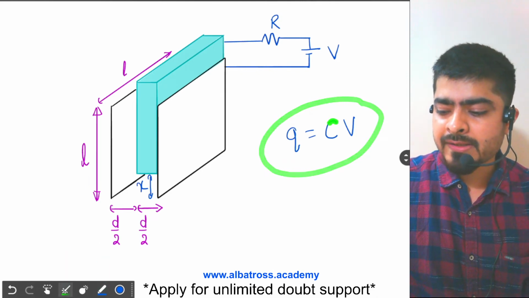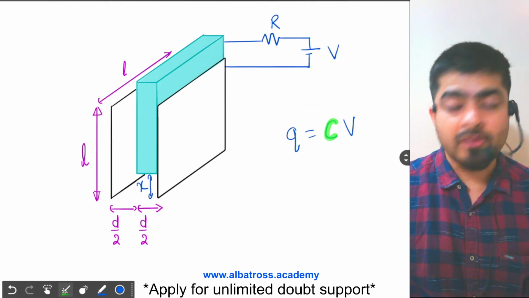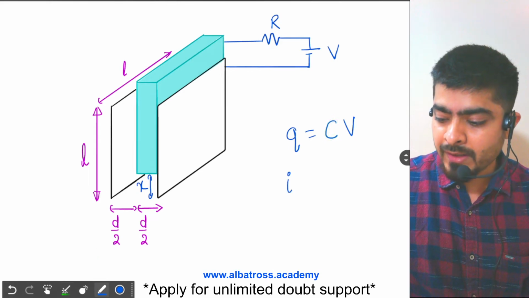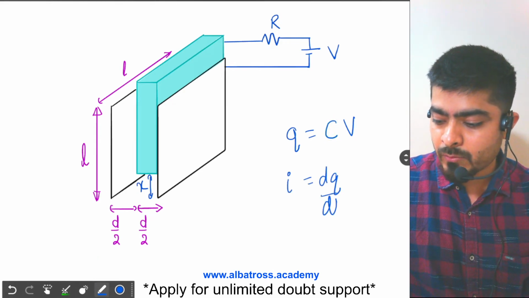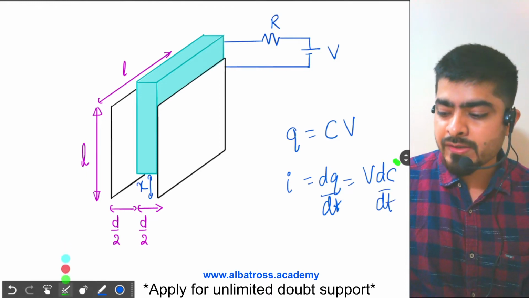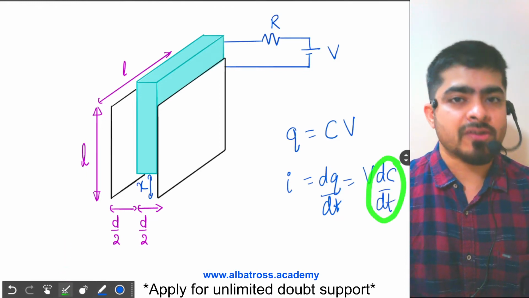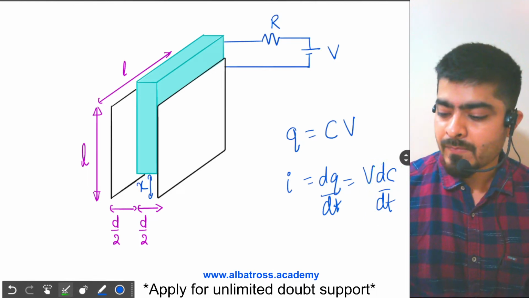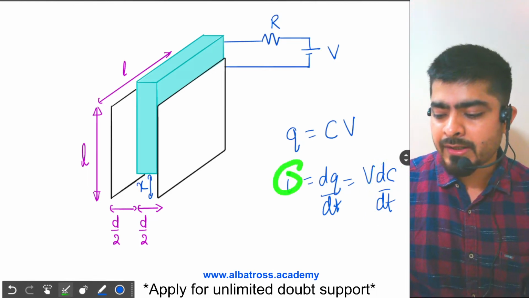Now the capacitance will be changing as a function of time because the mica sheet is being removed. So we could find the current I equal to dq by dt, that will be equal to V times dC by dt. So we just have to find dC by dt as a function of t, or as a function of x or whatever. We will get current I.